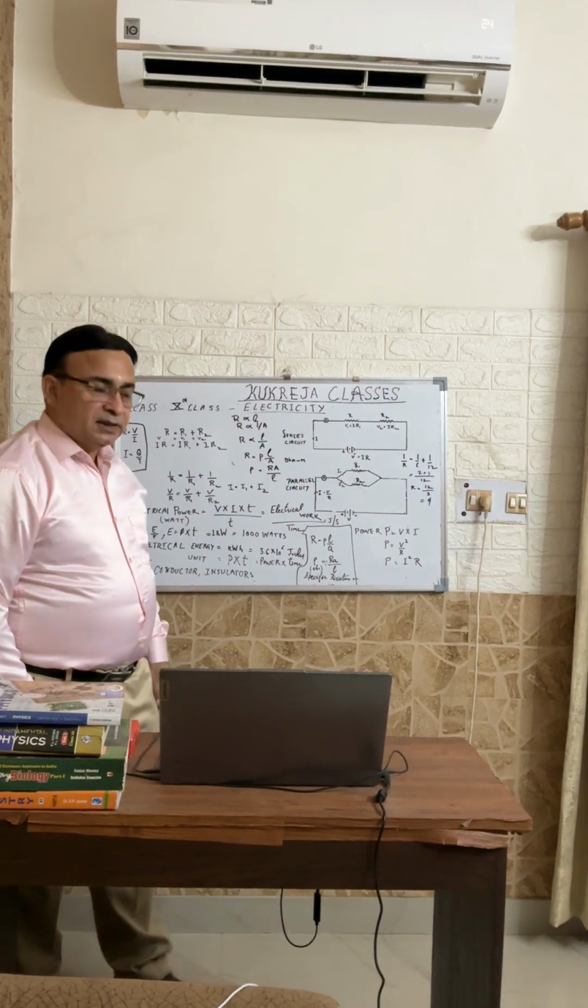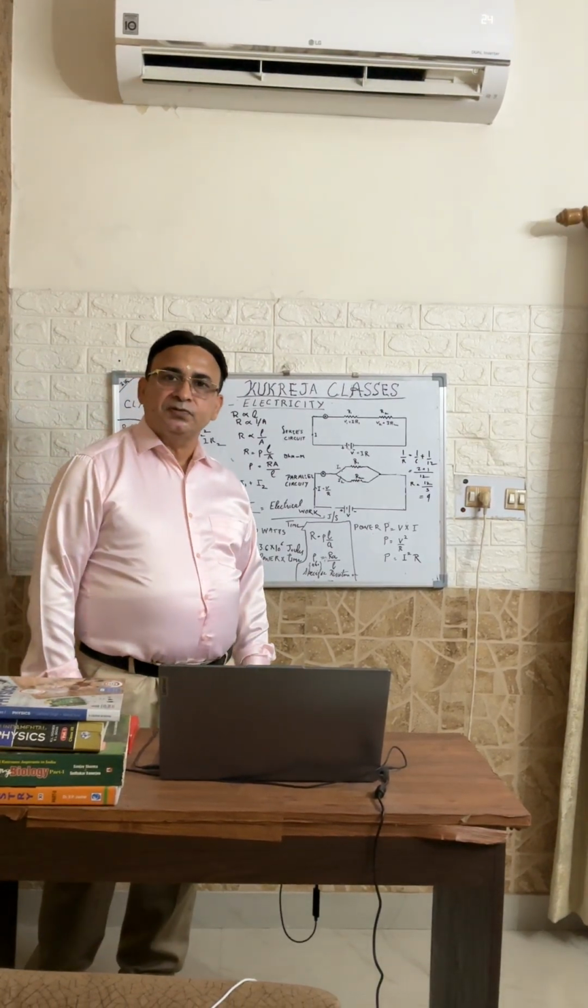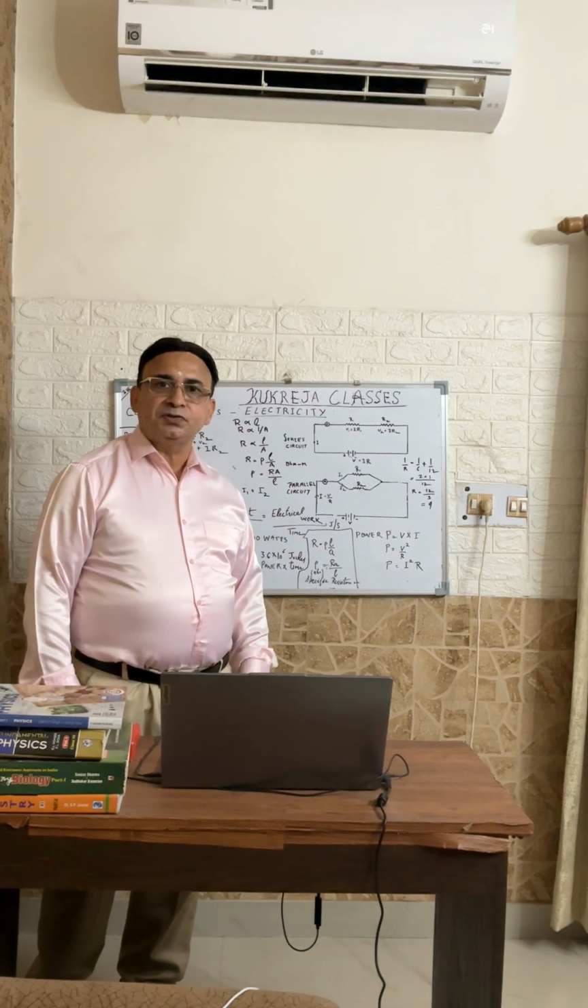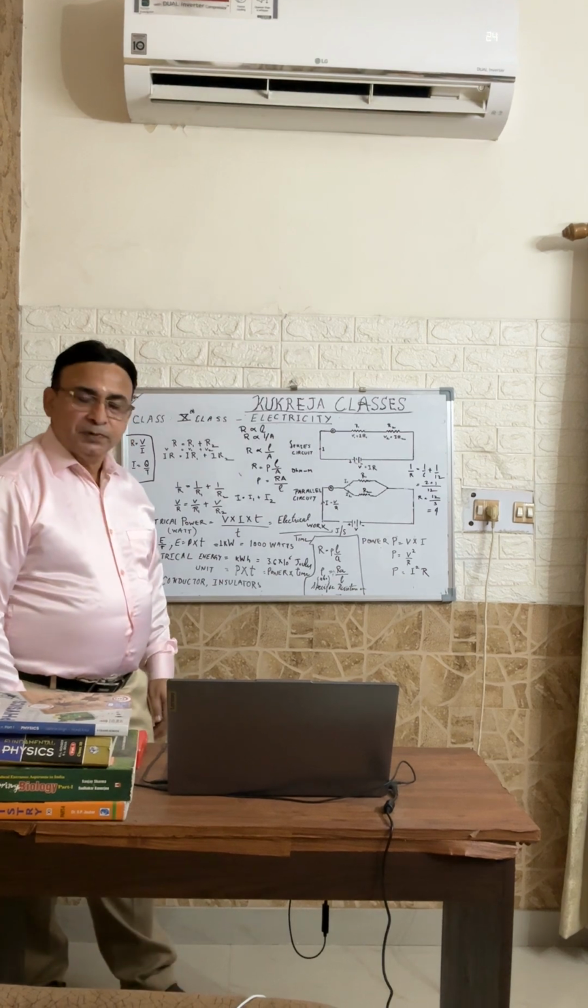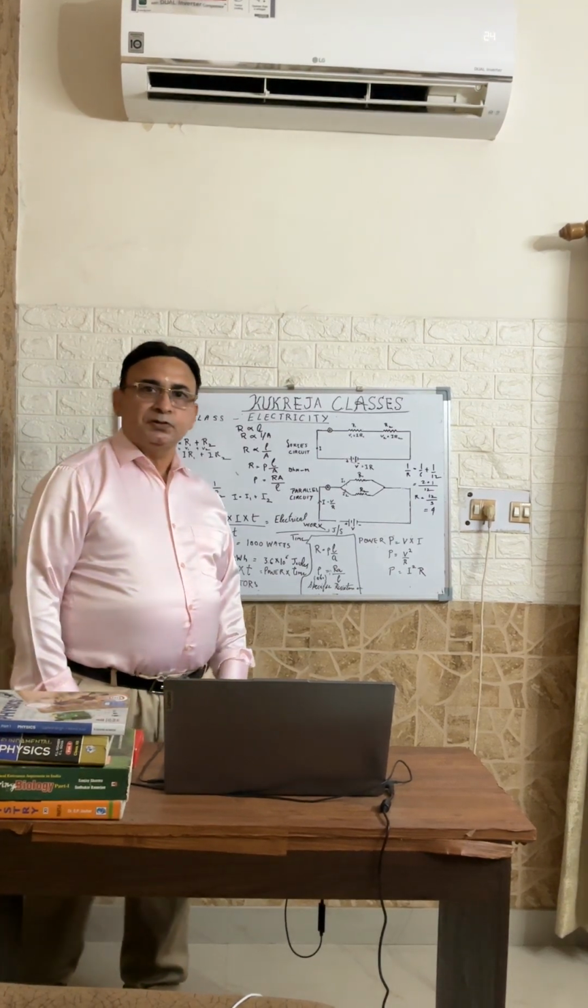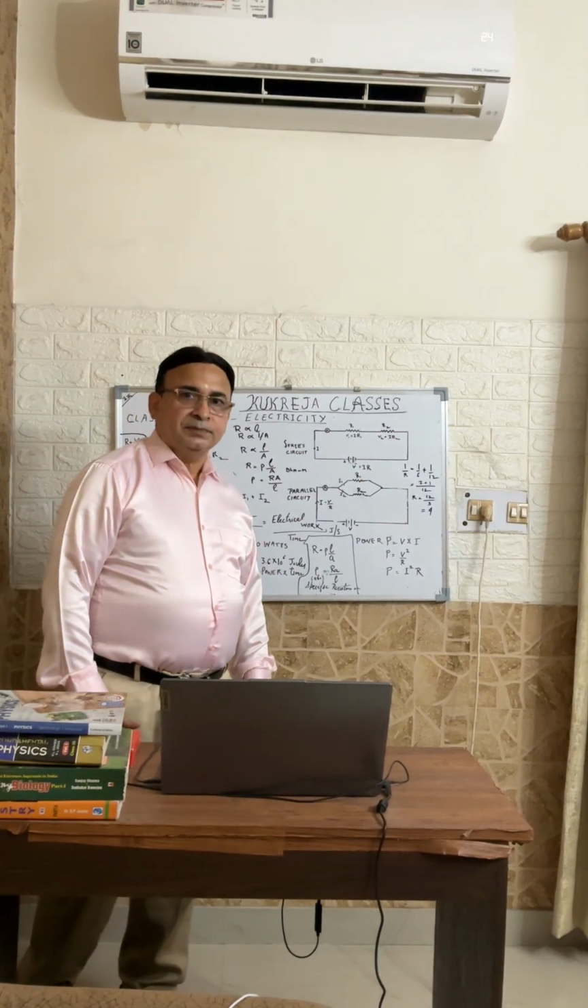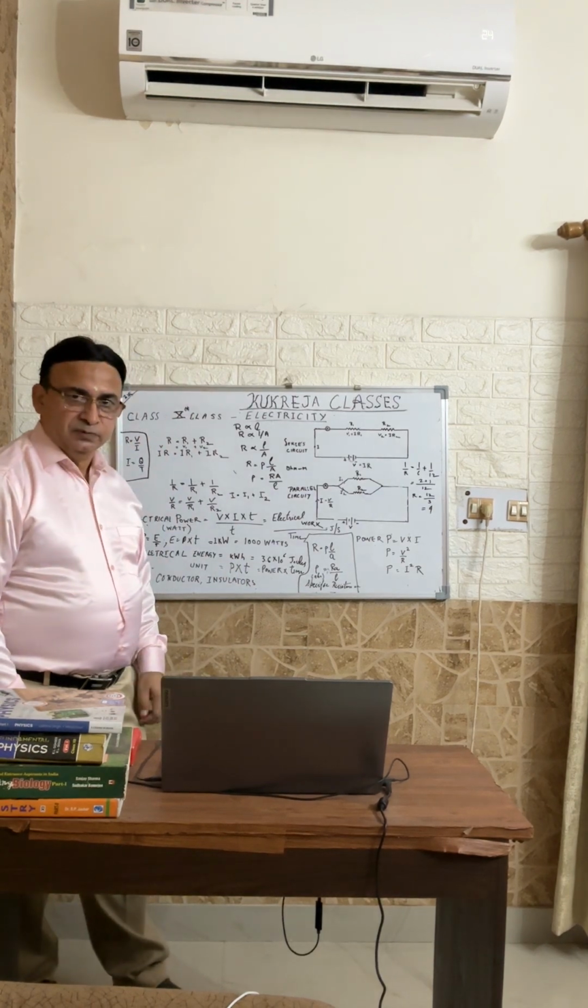We know that the resistance of the good conductors of electricity should be low, and the resistance of the bad or poor conductors should be high. We know that.